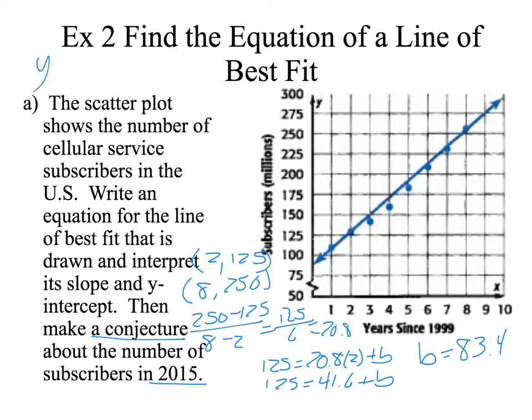So final equation, y equaling 20.8x plus 83.4. Now the years, number of subscribers in 2015. This is the year since 1990. So year 1 is actually 2000, year 2 is 2001, 2002, 2003 for year 4, 2004, 2005, 2006, 2007, 2008, 2009. So 11 would be 2010.